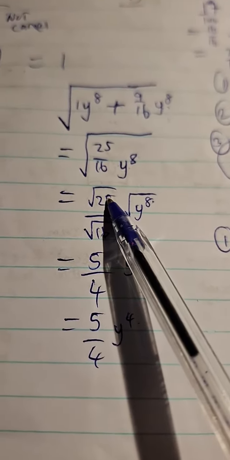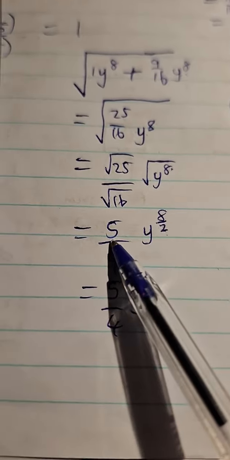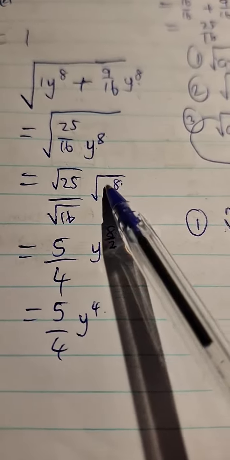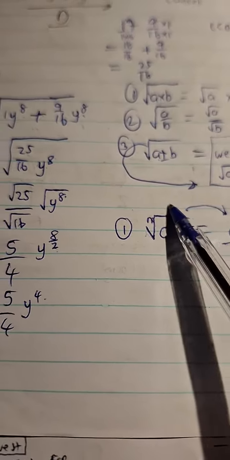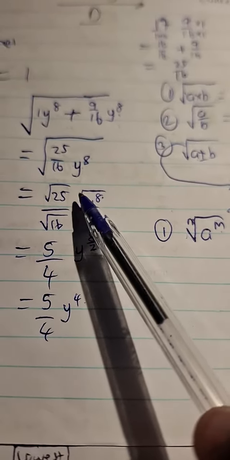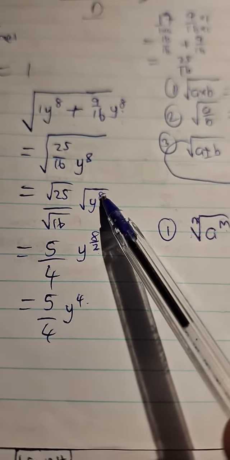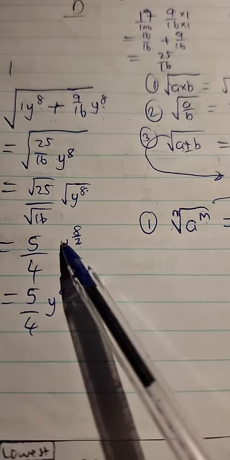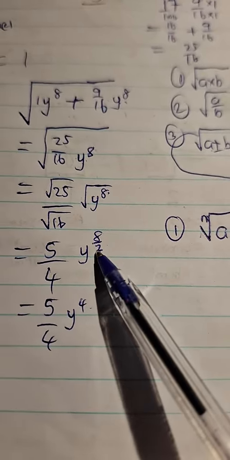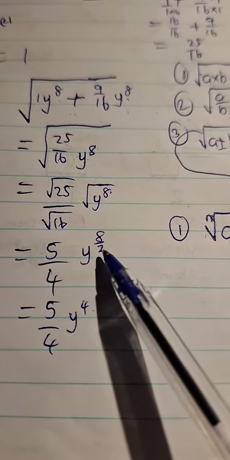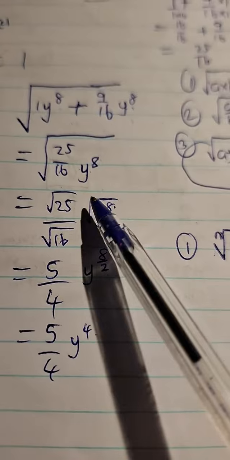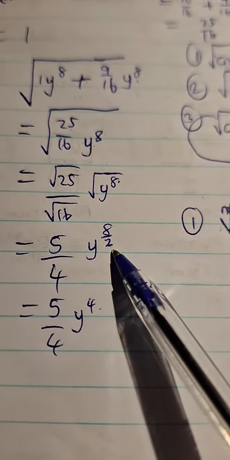Now we can evaluate the square root of 25. What is the square root of 25? It is 5. The square root of 16 is 4. The square root of y to the power 8, I said, guys, there is a rule that informs what we do. We say y to the power 8, to remove the square root, we divide by 2. If it was the cube root, we would divide by 3. If it was the fourth root, we would divide by 4. If it was the fifth root, we would divide by 5. Okay?